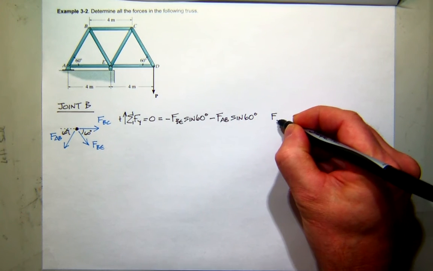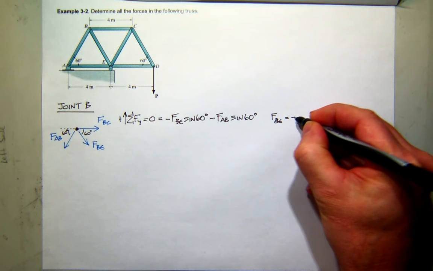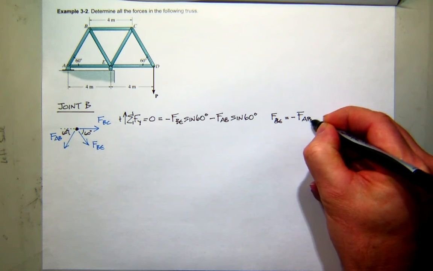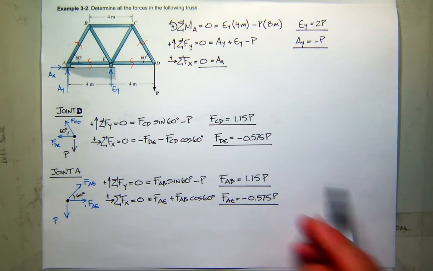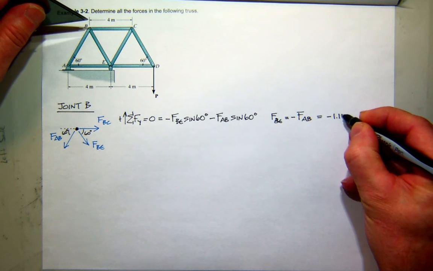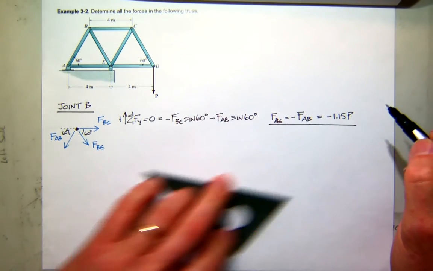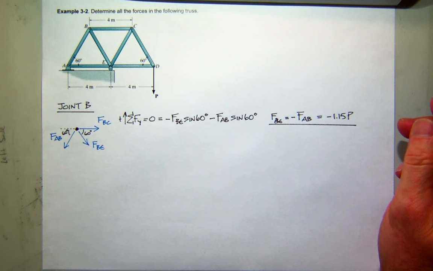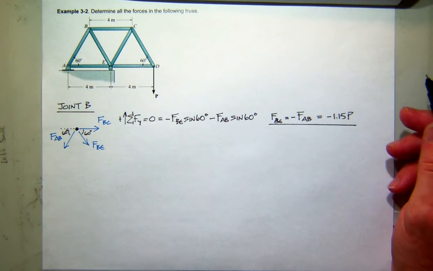And it says FBE is equal to minus FAB, right? And if you look back, we solved for AB, 1.15P, right? So that means that BE is minus 1.15P. Okay? Any questions about that? So what's left to do? Mr. Mabry, what do we do next?